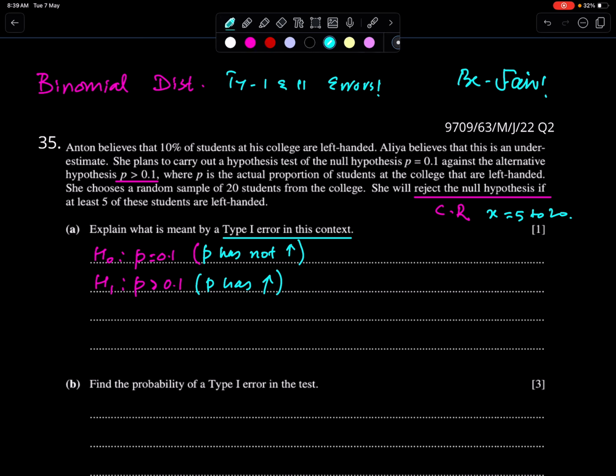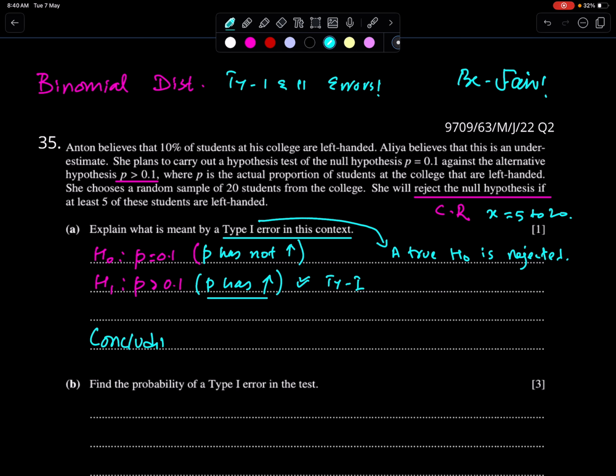This is very simple. First, you must know a type 1 error occurs when you reject a true H naught. Let me write this here. When a true H naught is rejected. A type 1 error occurs when a true H naught is rejected. So basically, you are rejecting this fact. H naught is rejected means p has not increased. And you are accepting this fact. This is a type 1 error. So you have to mention this here.